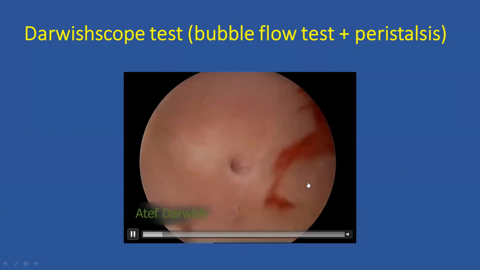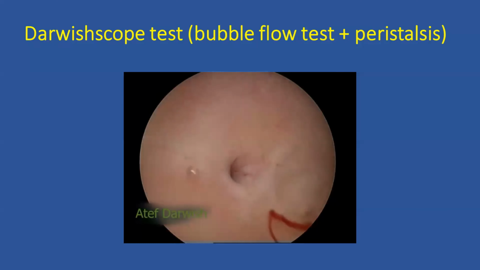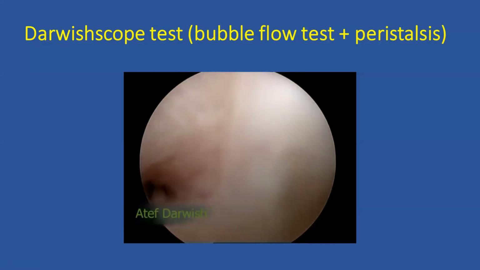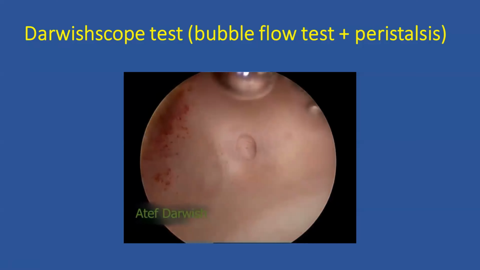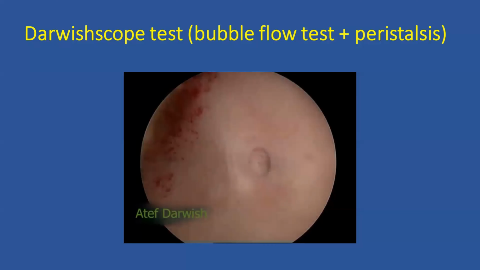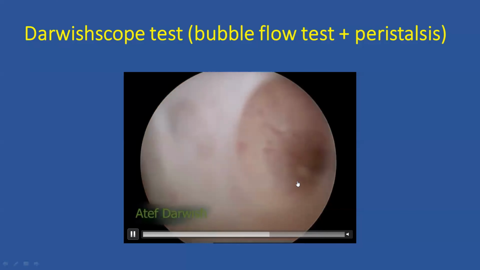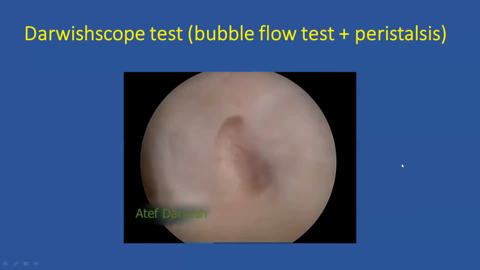Now the combination of air bubble test and peristalsis together is called Darwishoscope test, and this is testing the anatomic and physiologic function of the proximal part of the fallopian tube. And here you can see the air bubbles going to the ostium with peristalsis on both sides. And this is a case not affected by the effect of progesterone. And air bubbles go to the ostium with peristalsis. You look to find contractions and relaxation of the ostium.